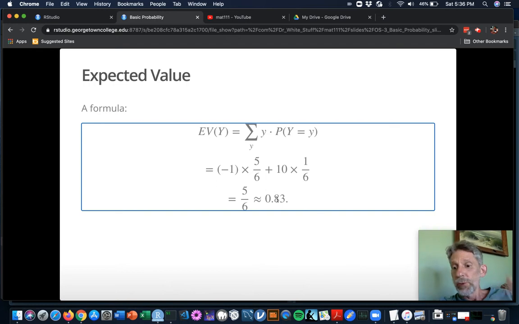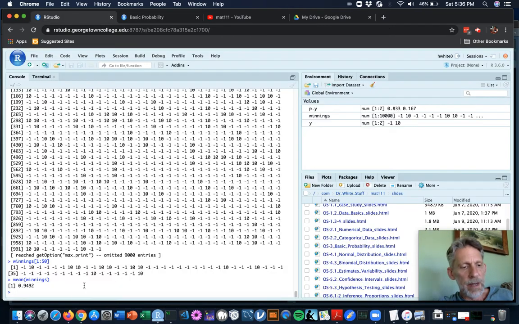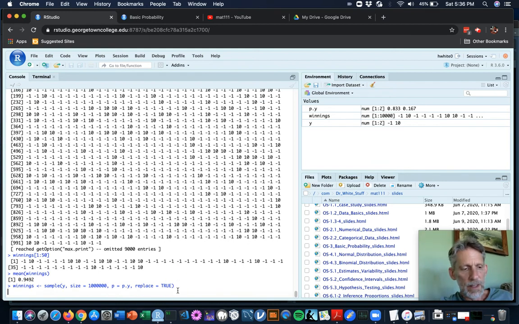And that's why I was so sure you would get around in that range when you tried it 10,000 times. If you try it more times, you're probably going to get closer to the 0.833333 than you did before. I'm going to try it out myself. I'm going to go back, just up arrowing, to the line where we made winnings. And instead of 10,000, I'm going to put 1,000,000, a 1 followed by 6 zeros. And I'm going to run it.